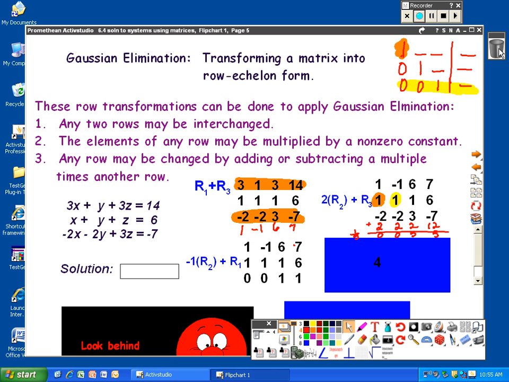So notice, row 1 is still the same. By dividing it all by 5, I got row 3 to be 0, 0, 1, 1. Notice my row 2 remained the same. Negative 2, negative 2, 3, negative 7. So how I got rid of that is I took row 2 times negative 1 and added it to row 1.